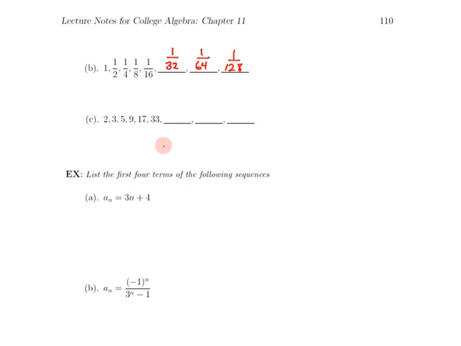Alright, let's try the next one. We've got 2, 3, 5, 9, 17, 33. Can you identify what's happening to get from one term to the next?